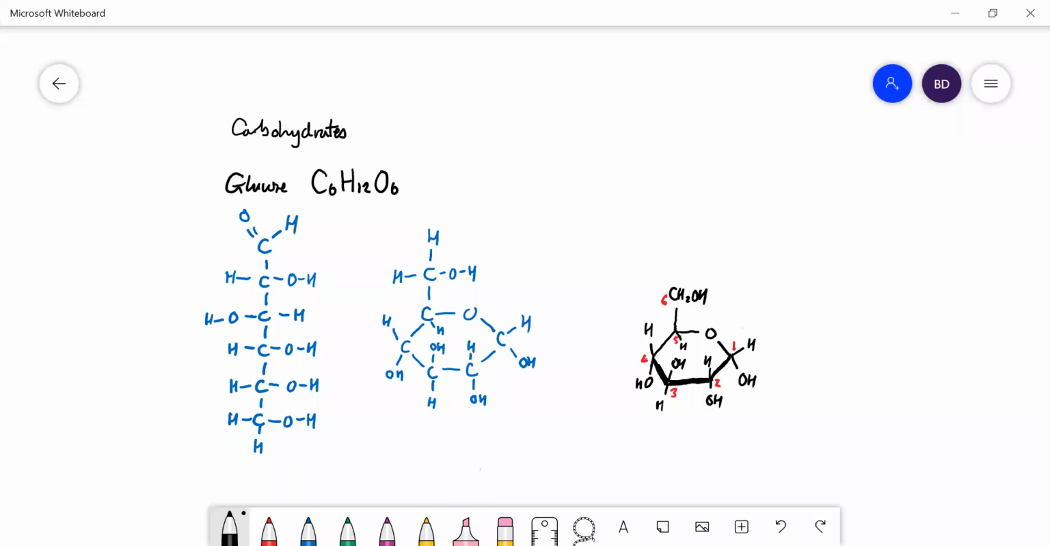Okay, so we're going to talk about carbohydrates. Now, the most important carbohydrate is glucose, and that has the formula C6H12O6. And you're probably very familiar with that from GCSE. Now, glucose is used in respiration, of course, and you get CO2 and water, and that provides energy. And that is the main way in which cells generate ATP by oxidizing glucose, right?